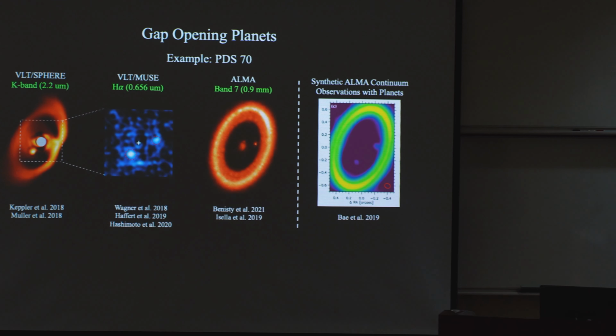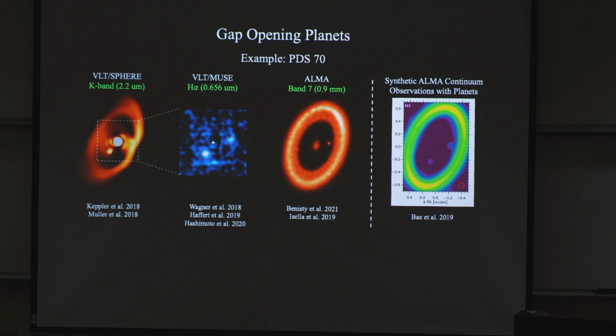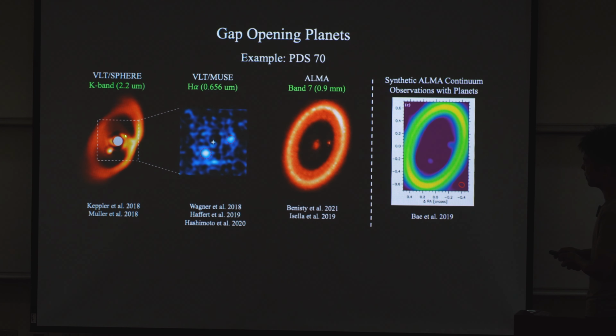So here is an example showing a disk with gaps and the gap opening planets. These three panels are three images of the same disk, PDS-70, at three different wavelengths. This is a near infrared image. You can see the inner working angle, and then an inner disk, an outer ring, and then a big gap in between, and then a point source detection here. This is a planet, PDS-70b.